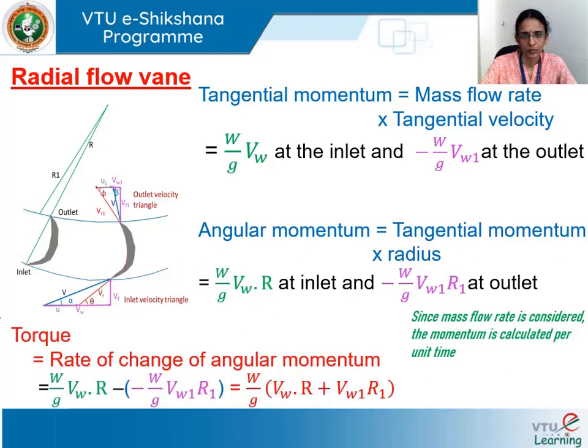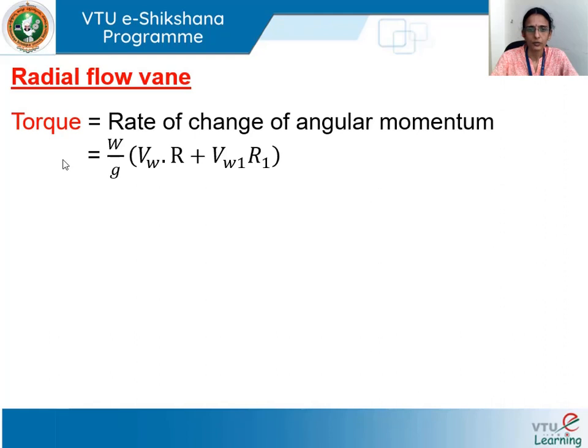Now, from the impulse momentum principle, or from torque and angular momentum, torque is equal to the rate of change of angular momentum, that is inlet angular momentum minus outlet angular momentum. Inlet angular momentum is W by G into VW into R, minus the outlet angular momentum, which is minus W by G into VW1 R1. That gives us the expression for the torque exerted. W by G is a common term, so let us take that outside. It is W by G into VW R, and minus of minus becomes plus VW1 R1. So, W by G into VW into R plus VW1 into R1. This is the case when beta is less than 90 degrees. Thus, the rate of change of angular momentum gives us the expression: torque is equal to W by G into VW R plus VW1 R1.